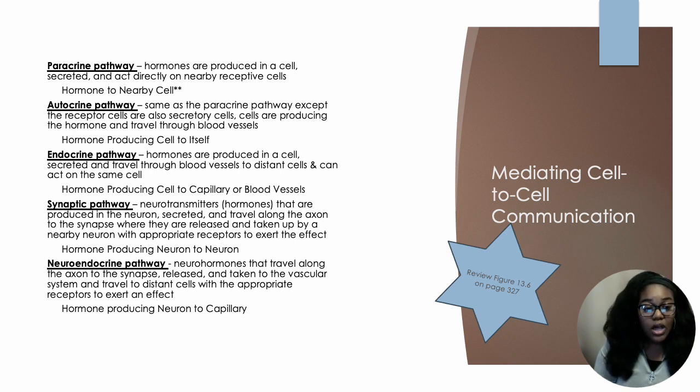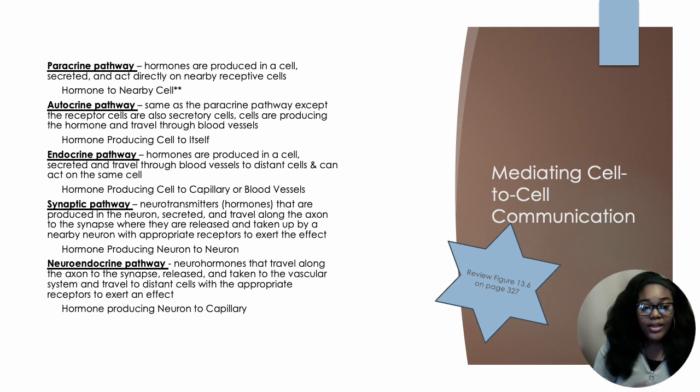So the first one we'll talk about is the paracrine pathway, and this is where hormones are produced in the cell, secreted, and they act directly on nearby receptive cells. So this is a hormone to nearby cell interaction. We also have the autocrine pathway, which is the same as the paracrine pathway, with the exception that the cell that is secreting the hormone is producing the hormone for itself. So it's producing the hormone for the hormone to eventually act on itself.